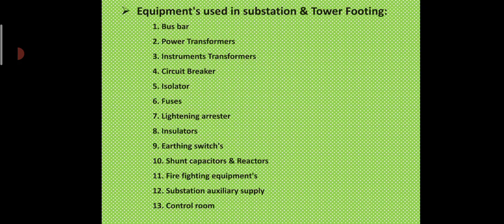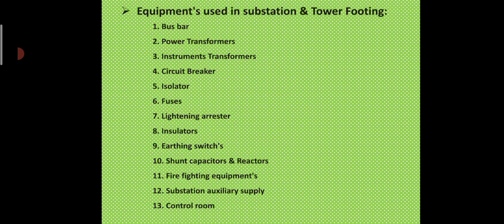Firefighting equipment. Firefighting equipment such as carbon dioxide cylinders on wheeled trucks fitted with suitable metal hoses, nozzles, and sand and water buckets of adequate capacity should be provided in all substations to deal with the fires likely to be encountered. All firefighting equipment should be located at convenient places.